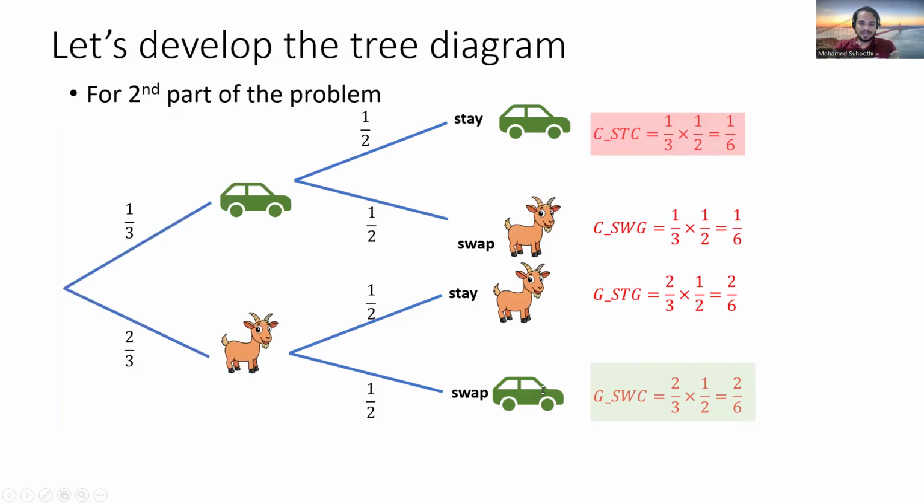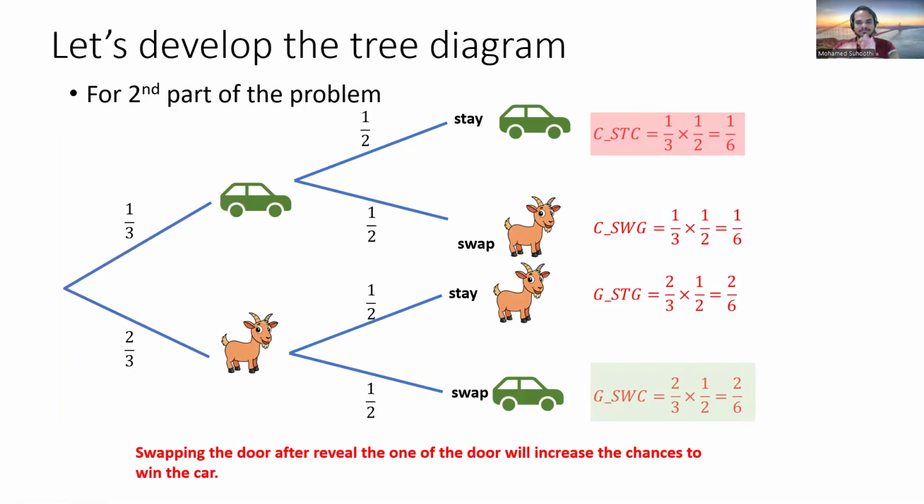So after he reveals the goat door, we have already chosen number one, right? Now, if we swap to number two, you have a higher probability to win the car. So that is the Monty Hall problem. I hope this video gives some interesting topics.